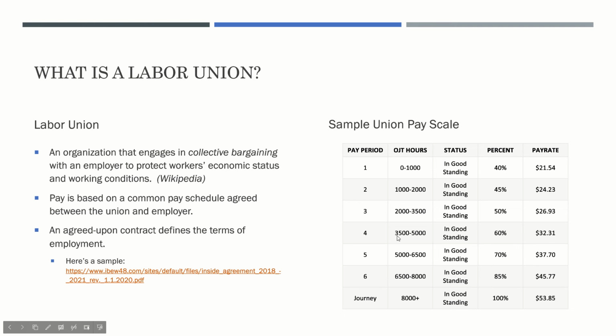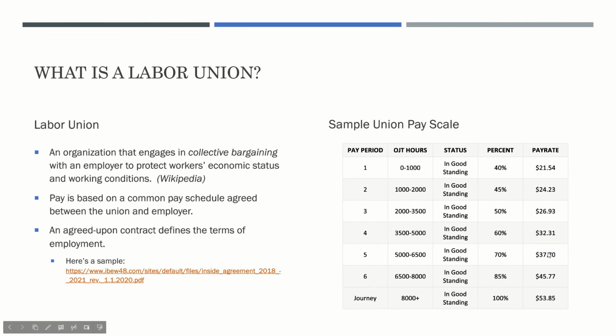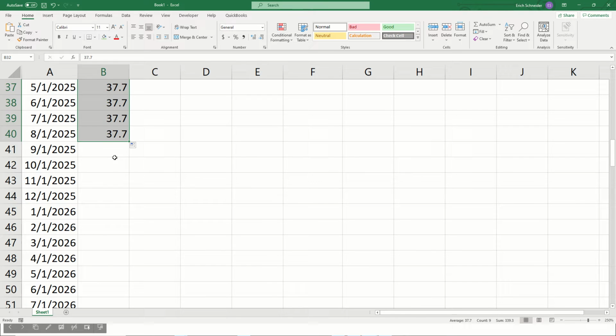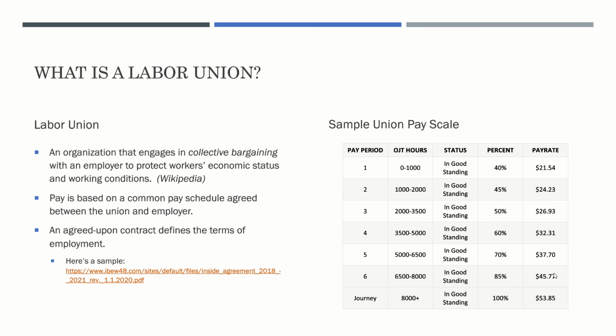And this wage, again, is 3,500 to 5,000. So that's another 9 months. 2, 3, 4, 5, 6, 7, 8, oops, that's 8, 9. And then 37.70, and that's another 9 months. 45.77. So that was for 9 months, and then 45.77 is for the last 9 months.